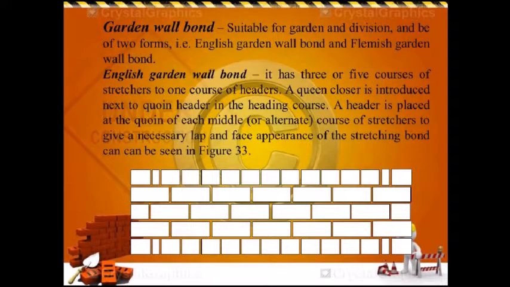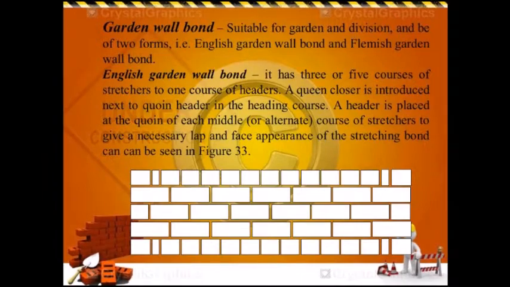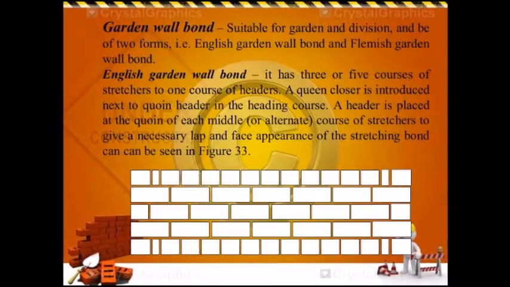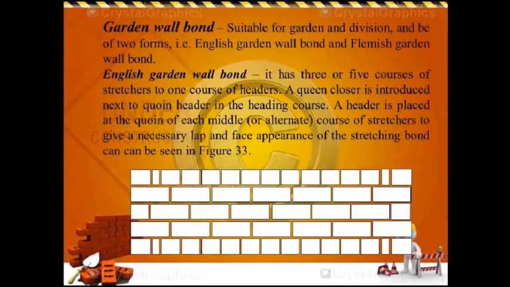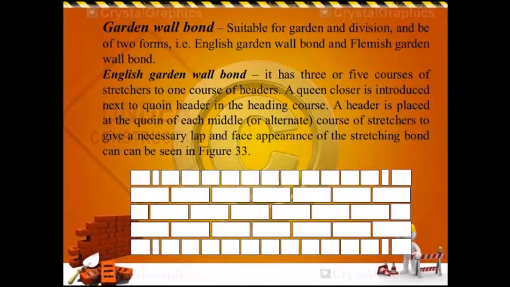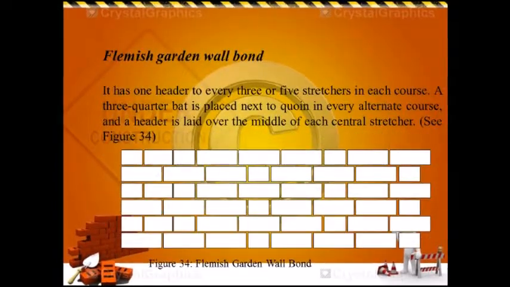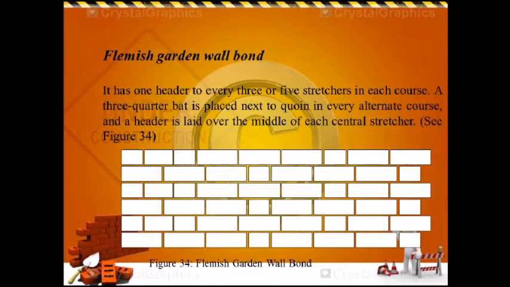Garden wall bond. It is suitable for garden and division walls and is of 2 forms. Firstly is English garden wall bond. It has 3 or 5 courses of stretchers, 1 course of headers. A queen closer is introduced next to the quoin header in the heading course. The header is placed at the quoin of each middle course. For the Flemish garden wall bond, it has 1 header to every 3 or 5 stretchers in each course.